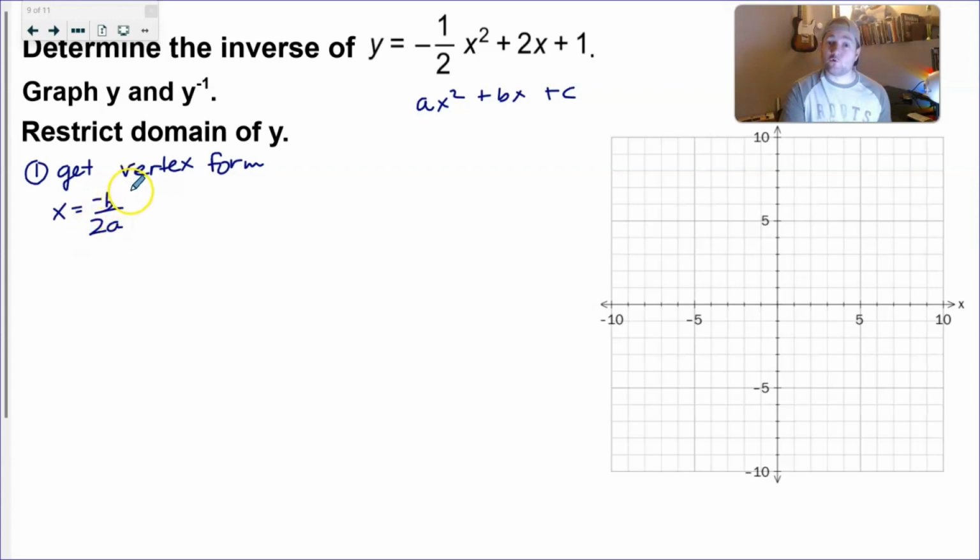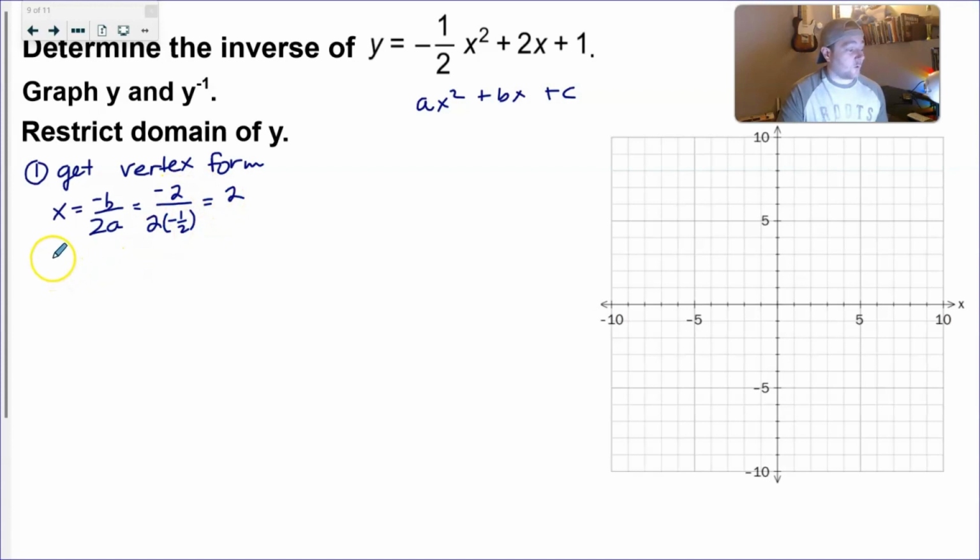All right, so I use this formula, x equals negative b over 2a, which gives us the x coordinate of the vertex, or the h value in transformational form, or it's the axis of symmetry. So I get negative b, which is negative 2, divided by 2 times negative 1 over 2. And if I do the math on this, it should give me 2. You got 2 times negative a half is negative 1. Negative 2 divided by negative 1 is 2.